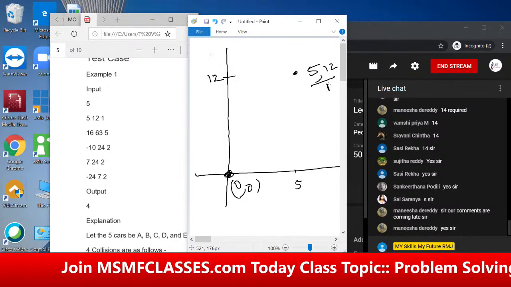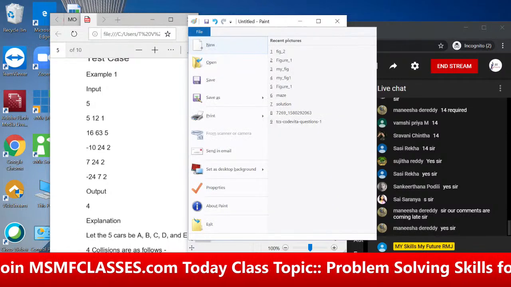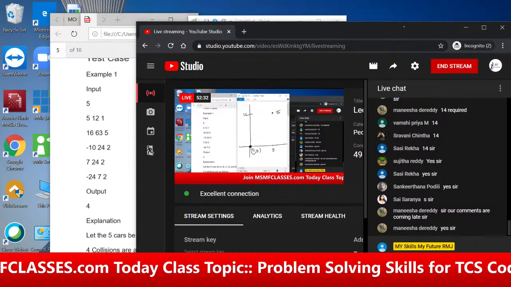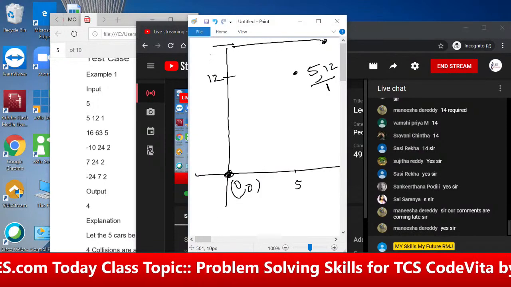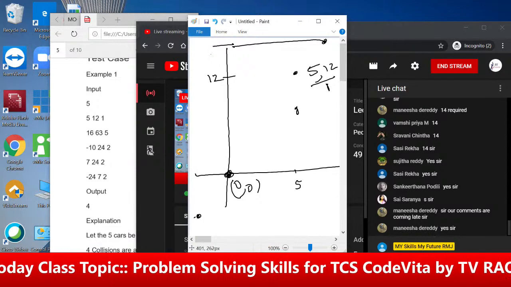The second car is very far away. It is at 63. It is at a very far away point. The third car is below. The fourth car is here.